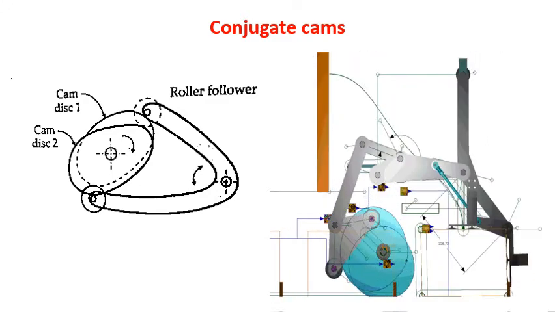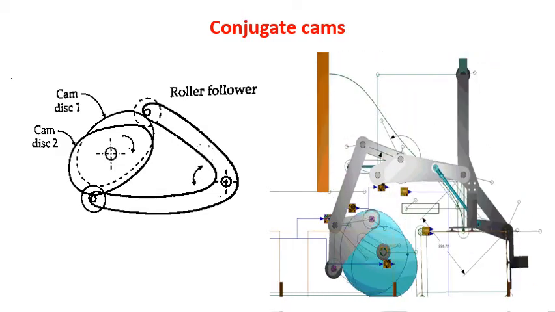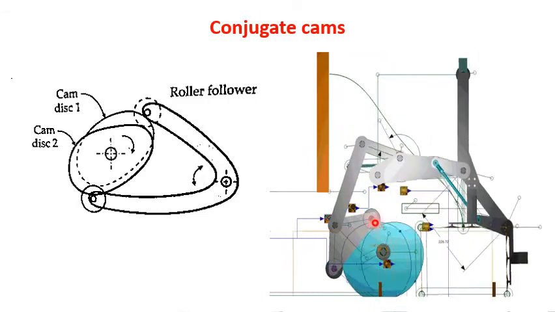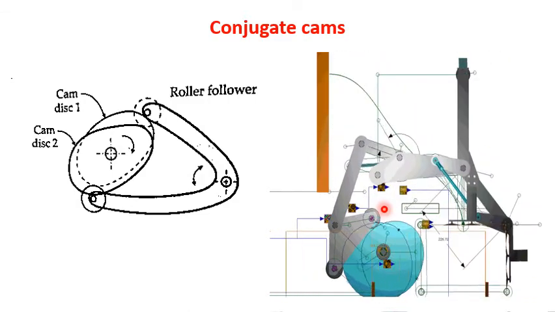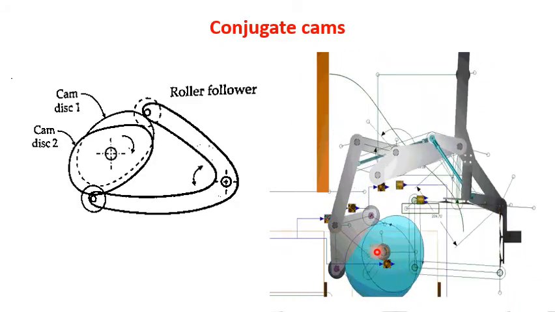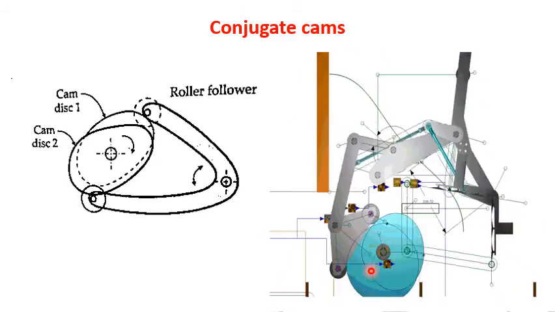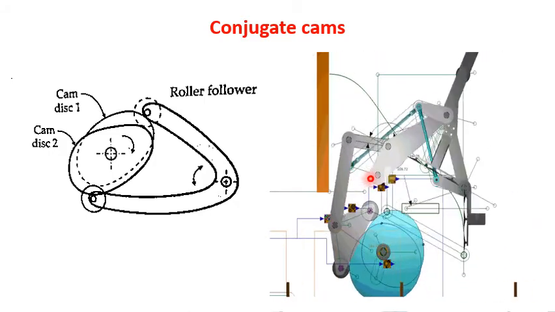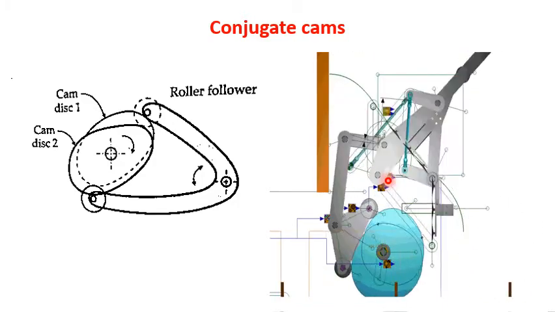In the video you can see the application of these conjugate cams. They are used for pick and place of an object. So it has a double disc. Each roller is in direct contact with the respective disc. Due to the rotation of the disc, the movement of this link takes place, and thereby the pick and place action takes place.